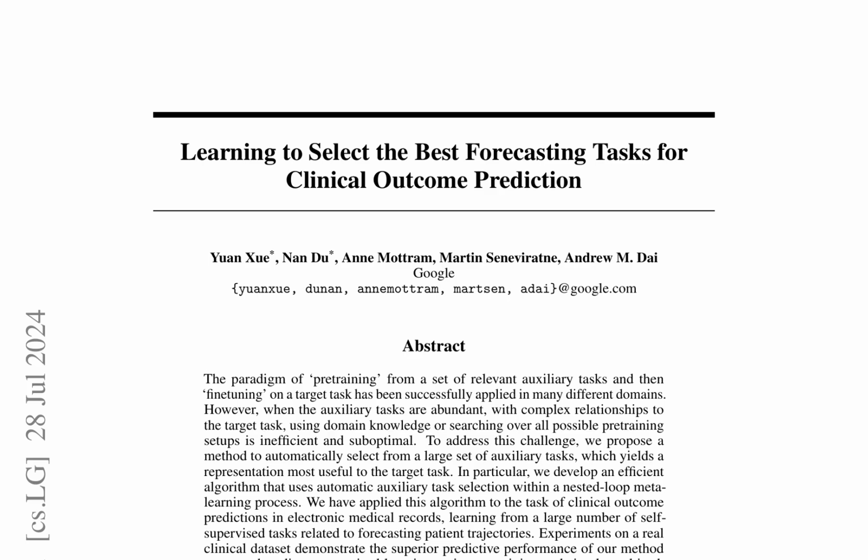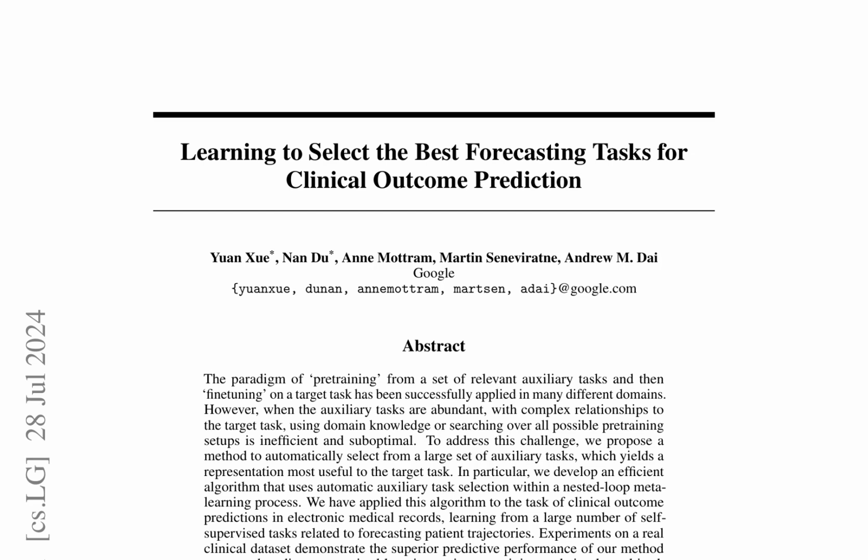The paradigm of pre-training and fine-tuning has been successful in various domains, but when dealing with abundant auxiliary tasks having complex relationships to the target task, using domain knowledge or searching over all possible pre-training setups is inefficient and suboptimal. To address this challenge, a method is proposed to automatically select from a large set of auxiliary tasks to yield a representation most useful to the target task.